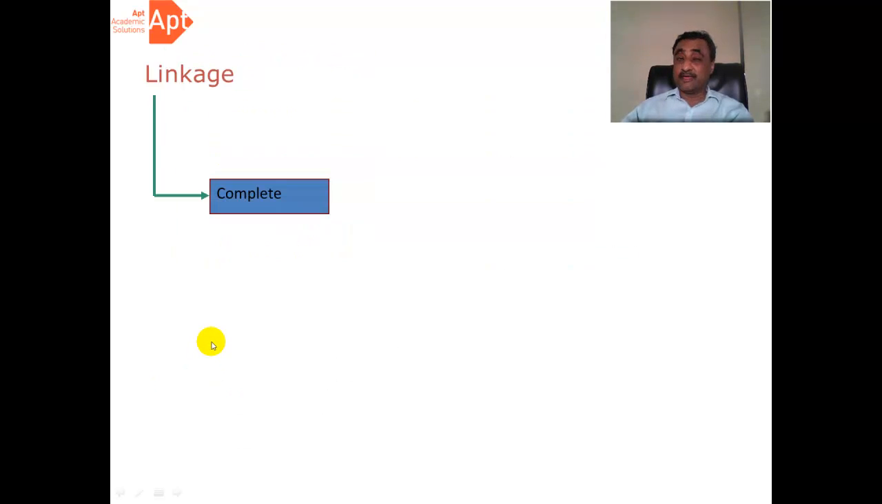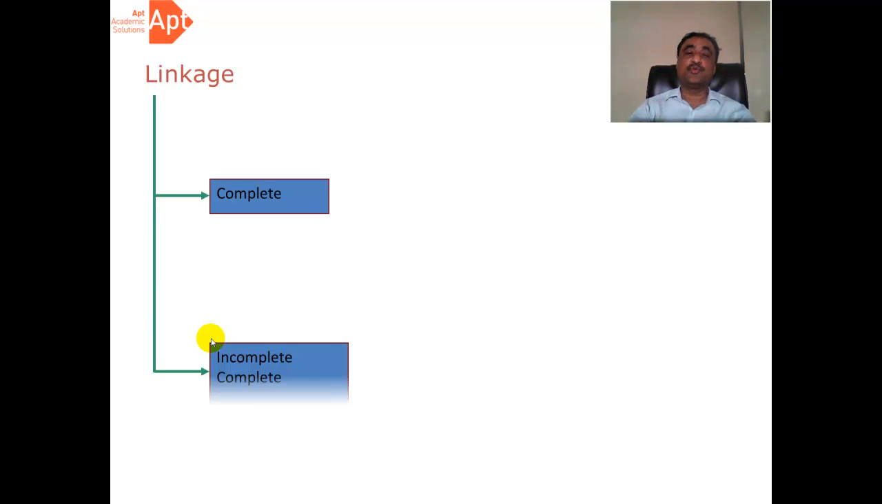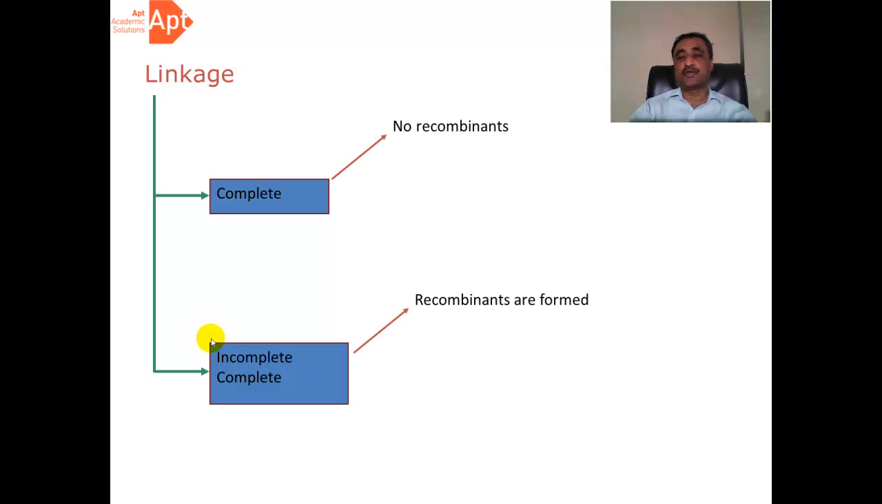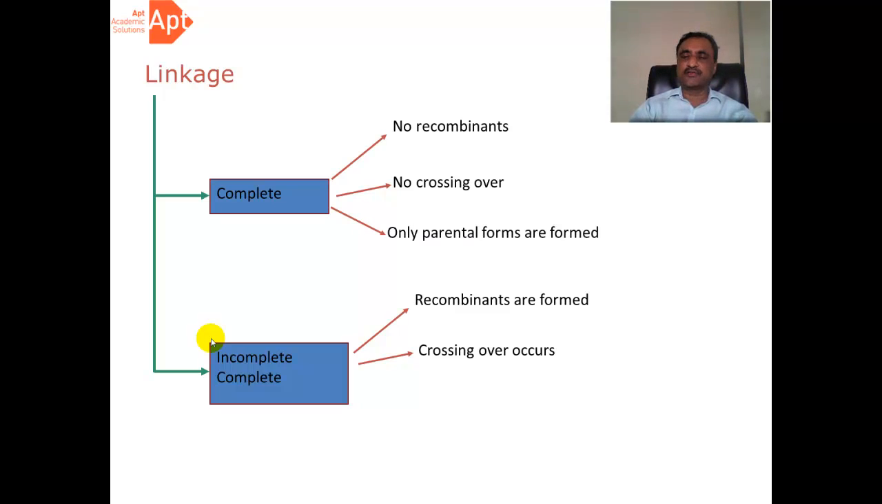Now let's talk about linkage. What exactly is linkage? Now linkage can be of two types: complete linkage or incomplete linkage. Whenever there is complete linkage, there is no crossing over, so there is no chance of formation of recombinants. But whenever there is incomplete linkage, what happens? Failure of law of independent assortment, but crossing over does occur. Very less, but it does occur, and a very small number of recombinants also. This is how we can differentiate between complete and incomplete linkage.